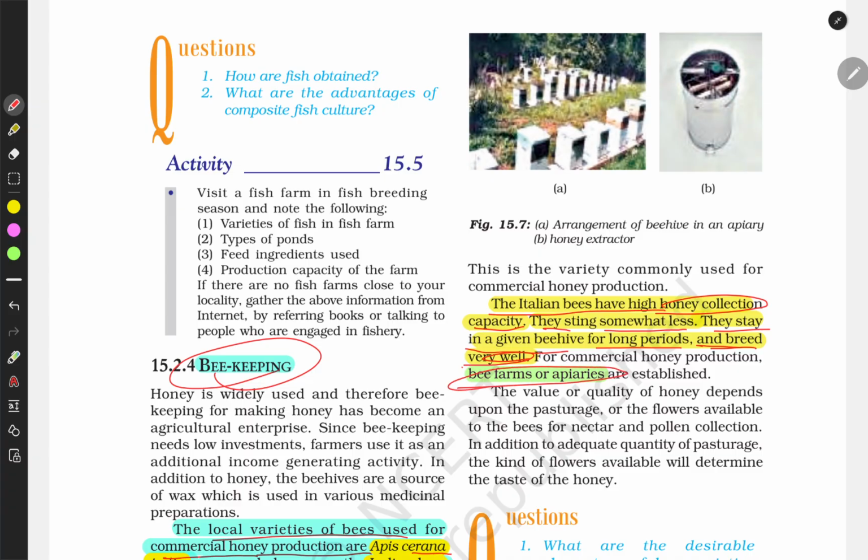Bee farmers are also known as apiarists. So this is the Italian breed, which is a very good bee species. It gives more honey, and it also stings somewhat less.